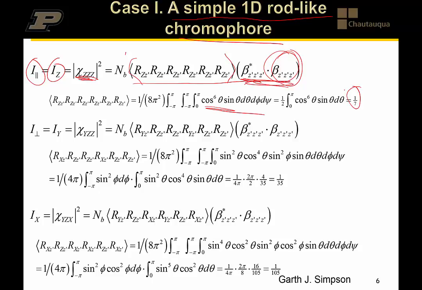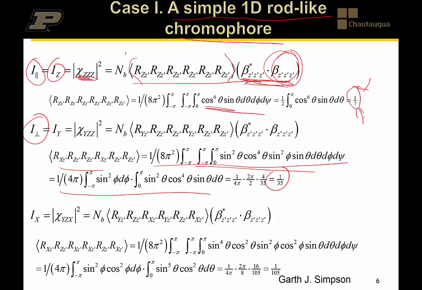Let's now look at cross-polarized. If we do the cross-polarized detection, what is my anticipated signal for a rod-like chromophore? It turns out, just plug and chug, do the orientational averages, evaluate them over all 3 Euler angles, and you get 1/35th, which is, of course, 1/5 of 1/7. So there's a 5-to-1 relationship between co-parallel versus cross-polarized in the limit of this simple one-dimensional rod-like chromophore.